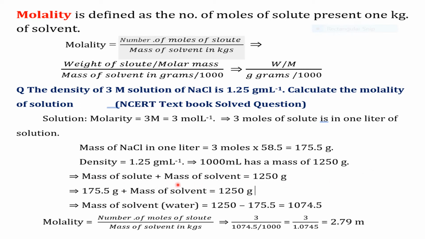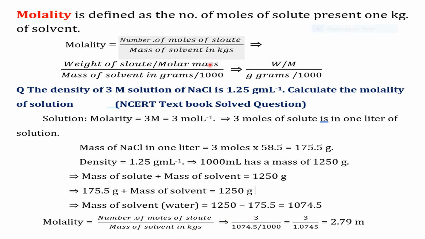Note that this 1250 grams has a solute and solvent. So mass of the solute plus mass of solvent equals 1250 grams. We already calculated the mass of the solute, that is sodium chloride, as 175.5. So 175.5 plus mass of solvent equals 1250 grams. Therefore mass of solvent, that is water, is equal to 1074.5 grams.